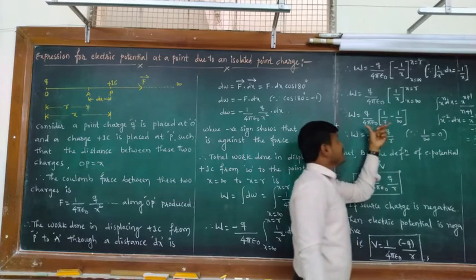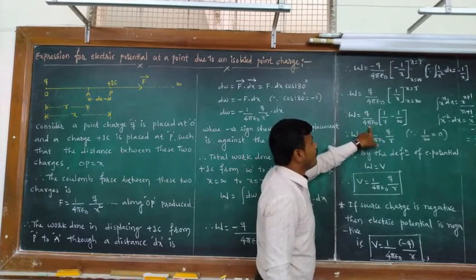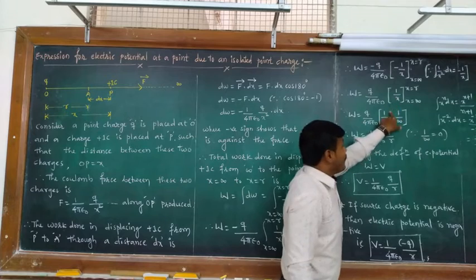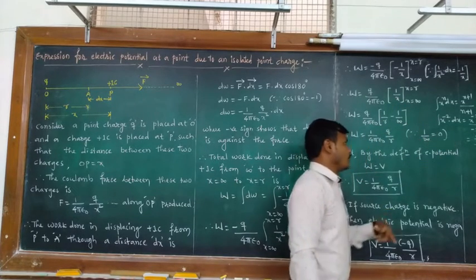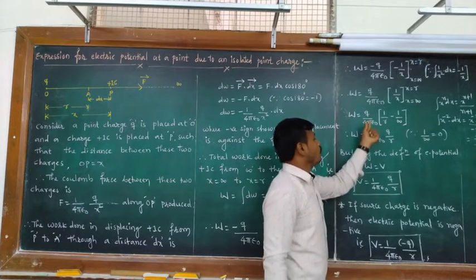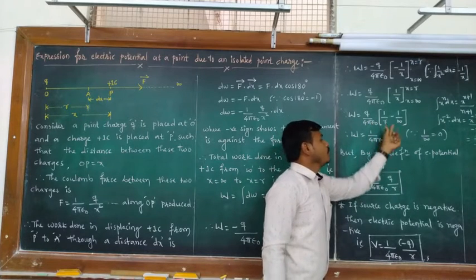And the next one, on simplifying, W is equal to Q by 4 pi epsilon naught times 1 upon r minus 1 divided by infinity. 1 by infinity reduces to 0. And the next one, W is equal to 1 upon 4 pi epsilon naught times Q divided by r.